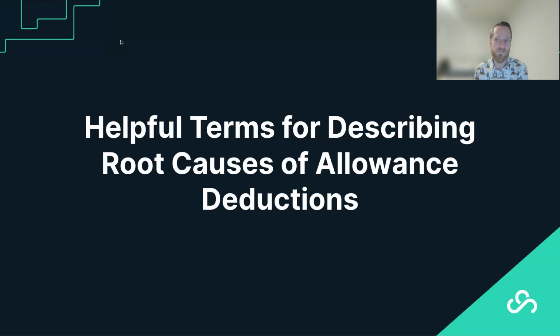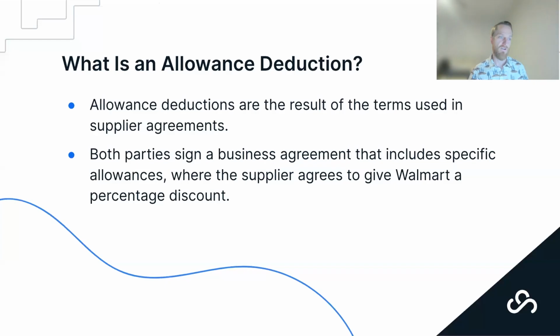All right. And this is the last charge type that we had to walk through. So we're now going to talk about allowance deductions. And if you're not familiar, allowance deductions are scenarios where, on your supplier agreements, when you're agreeing to do business with Walmart for a specific department, you'll agree to potentially give Walmart some allowances or discounts on all of your invoices. And there's various allowance types out there. We'll go through some common ones as well.